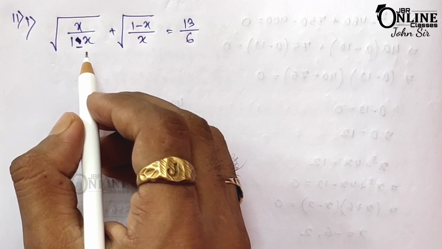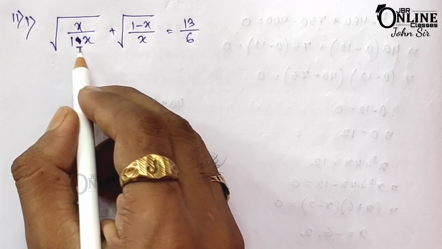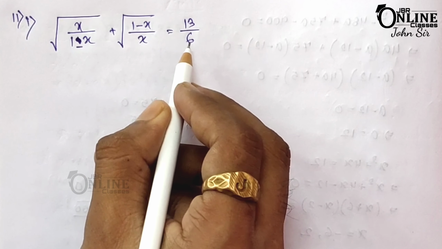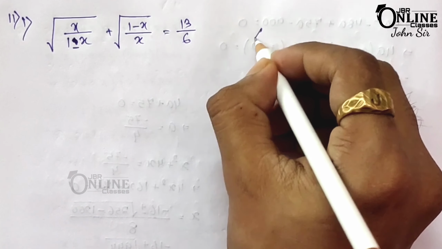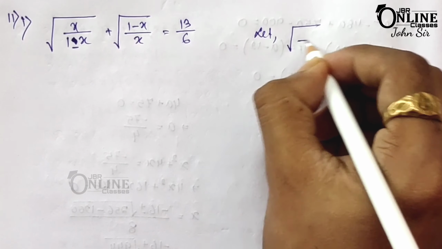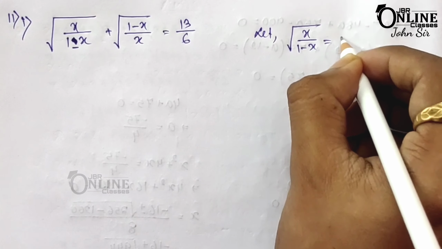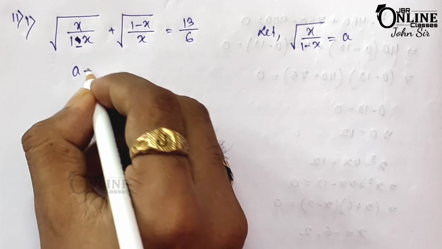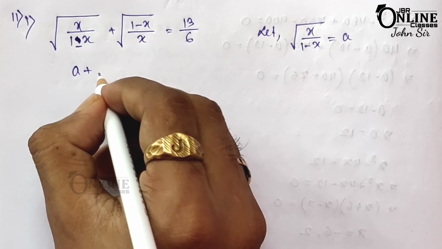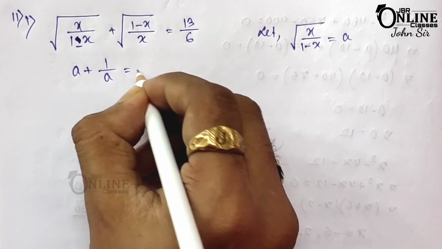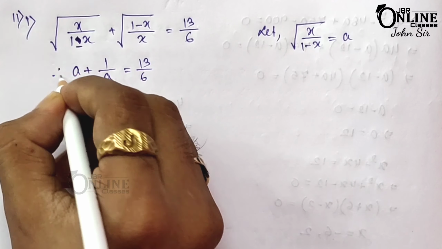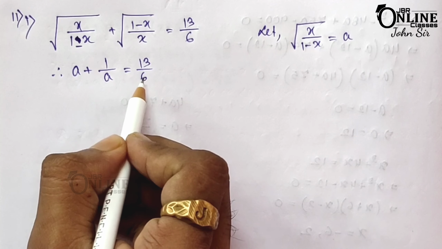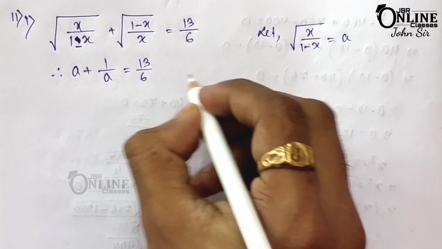Now sum number 11, 1. Root over x by 1 minus x plus root over 1 minus x by x, that equals 13 by 6. So first you have to let root over x by 1 minus x as a. Okay, so if this one is a, then this one is the reciprocal of it, so you can write down here 1 by a, that equals 13 by 6. So now you have the equation a plus 1 by a equals 13 by 6.